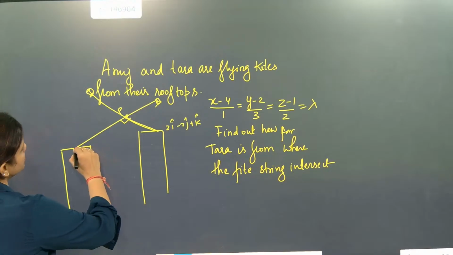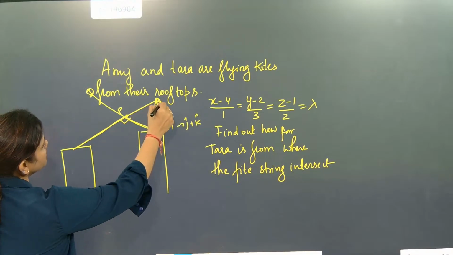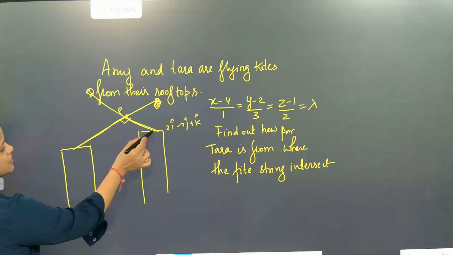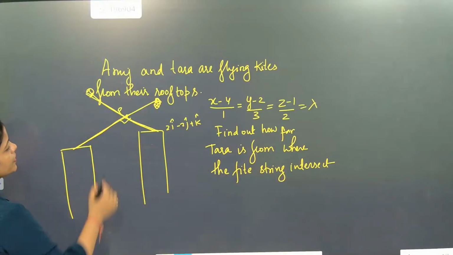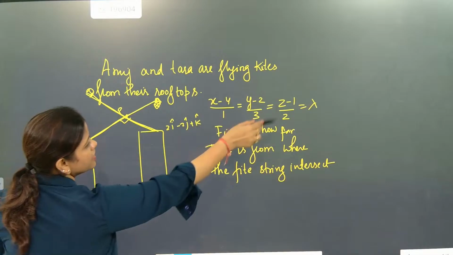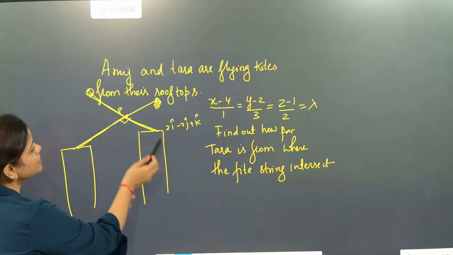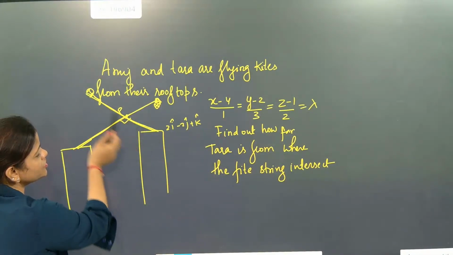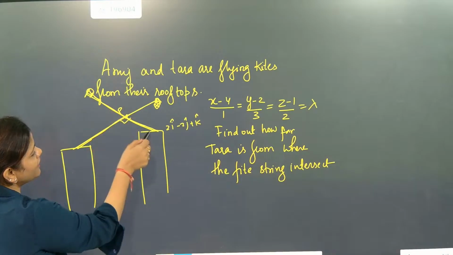So here in this question, beta, Anuj is flying a kite. This is the kite of Anuj, and this is the kite of Tara. Now Anuj's kite line equation is given. This is the equation for Anuj's kite, and this is exactly the string which is holding the kite, and this is Tara.